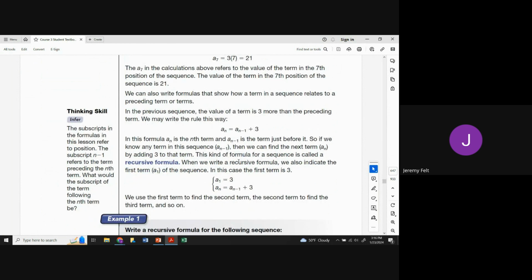When we write a recursive formula, we also indicate the first term. Again, if we don't know where we start, then there's no way to come up with the rule. So a of 1 equals 3.